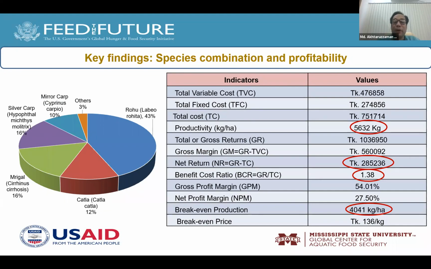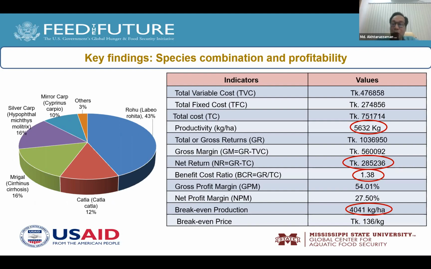So these are the research findings. Time is very limited, that's why I'm going very fast. From this graph, we can see that Rohu contributes almost half of the total production, that means 43% of total polyculture production. However, it is estimated that per hectare productivity was only 5.6 ton per hectare, and it is 3 to 5 times lower than the Pangasius and Tilapia productivity.